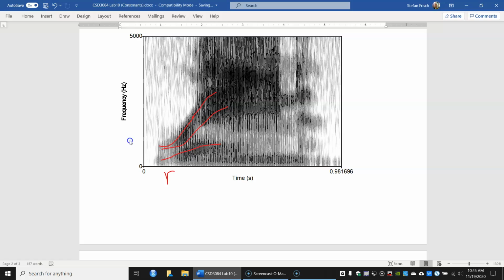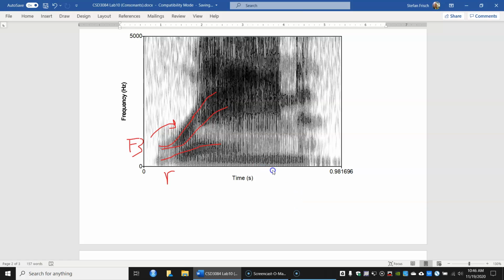Okay, so we're going to have F3, for example, as a good cue for our r, because that does come down quite low. It doesn't just start to appear when the vowel comes. It's not the greatest spectrogram to look at in the world, but you can see that continuous pattern a little bit.